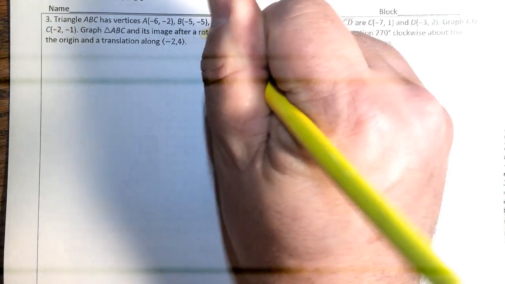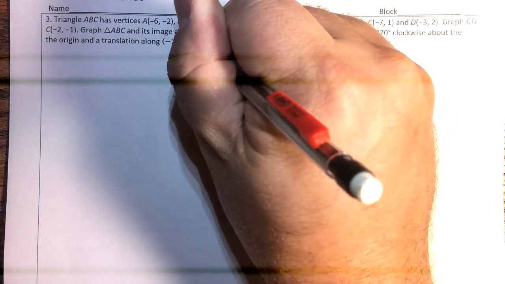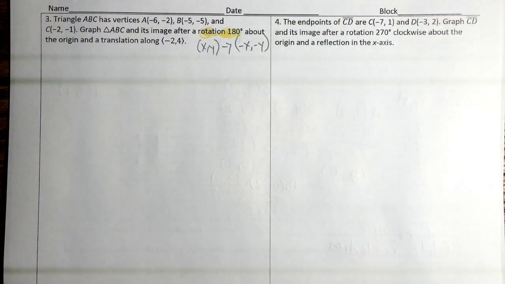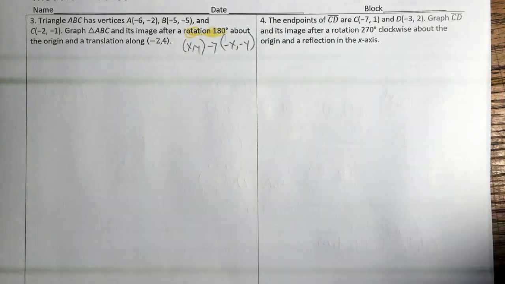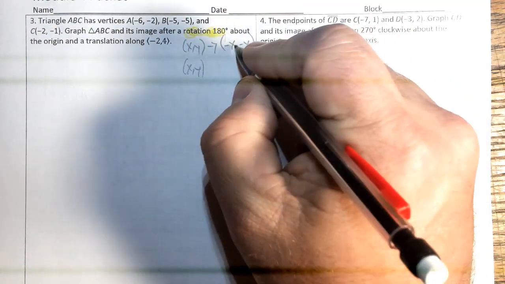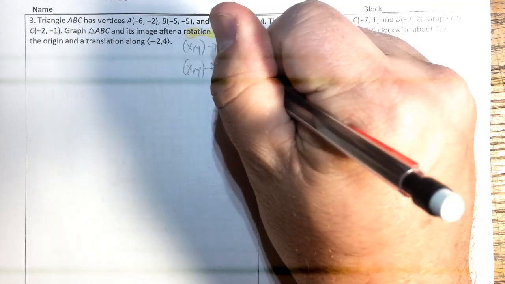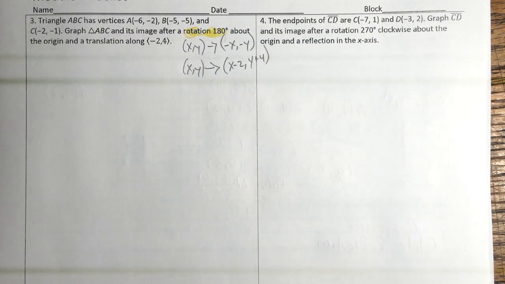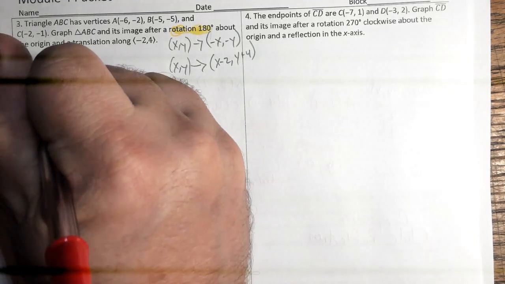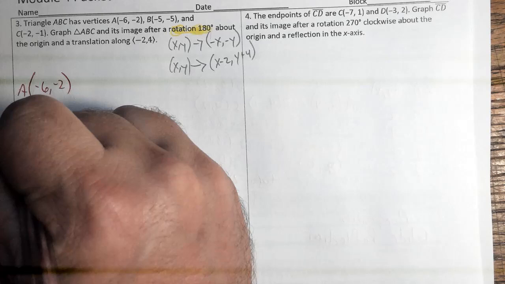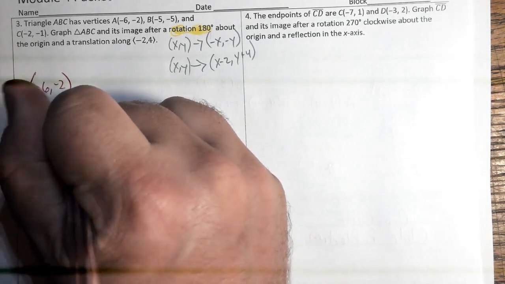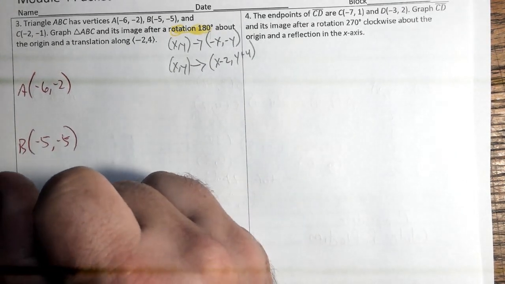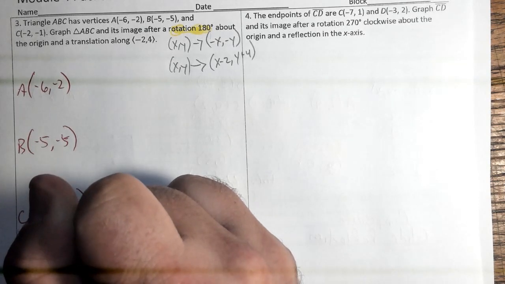So a rotation of 180 degrees. That is x comma y becomes negative x comma negative y. And then the translation along vector negative 2, 4. This would become your new x comma y. It's x minus 2, and then y plus 4. So left 2, and then up 4. So A is negative 6, negative 2. B is negative 5, negative 5. C is negative 2, negative 1.